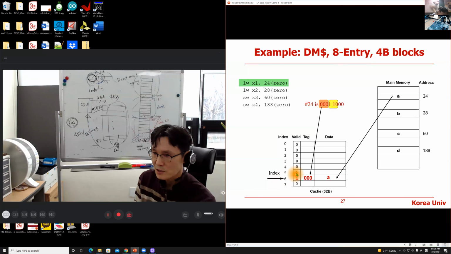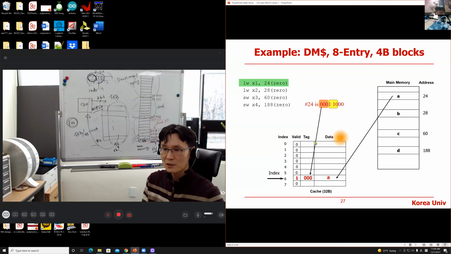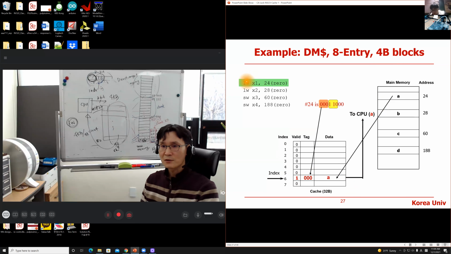Remember, this operation is done by hardware. Software people, don't worry about it. The hardware does that operation automatically, so you have to design that kind of cache controller. The cache controller hardware will place that memory block in the cache, record the chunk ID, and set the valid bit to 1. Now that entry is valid. Then supply that information to the CPU, so the X1 register will contain the data A. So the first instruction is done. How about the second instruction?